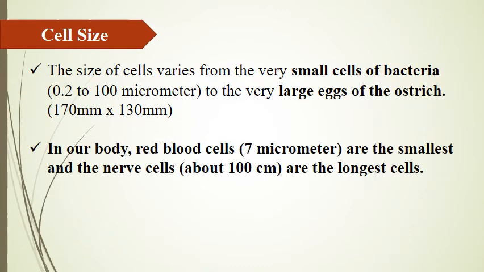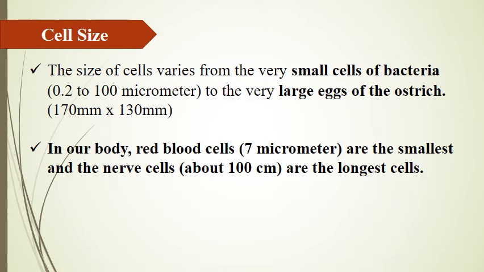Next, cell size. Like atomic number, the cell size also varies from the very small cells of bacteria to the very large egg cells of the ostrich. So, cells are of different sizes. They may be 0.2 micrometer to 100 micrometer, and they can be 170 mm to 130 mm. In our body, red blood cells are 7 micrometer.